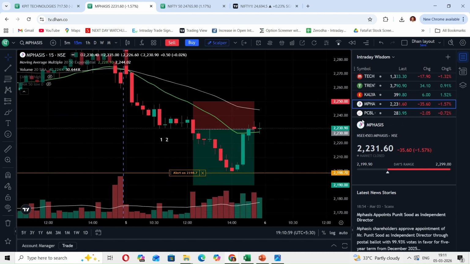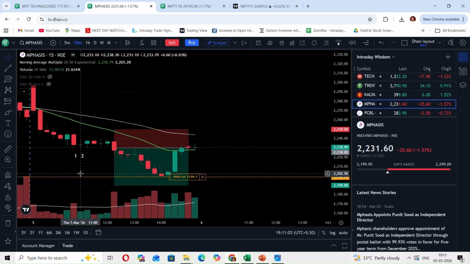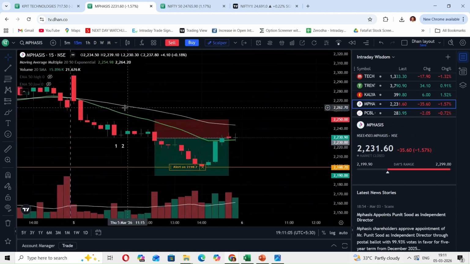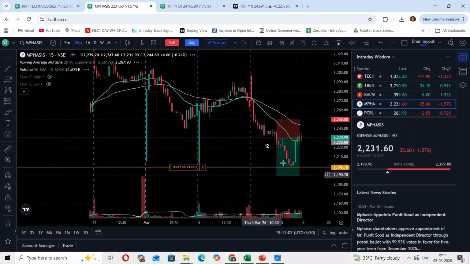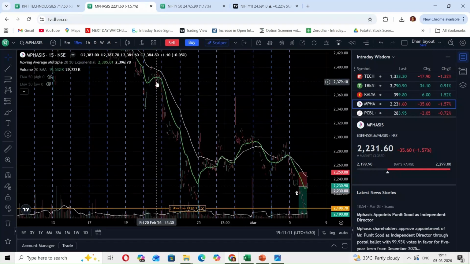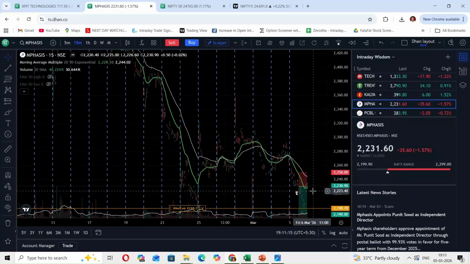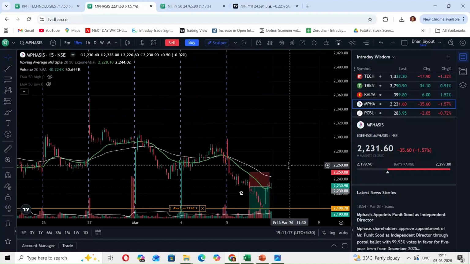Again, this was my next trade. See here, 20-50 MA trending downside. Overall trend is negative. See, lower high, lower low, lower high, lower low, lower high, lower low. Perfect. So it is in a perfect downtrend.